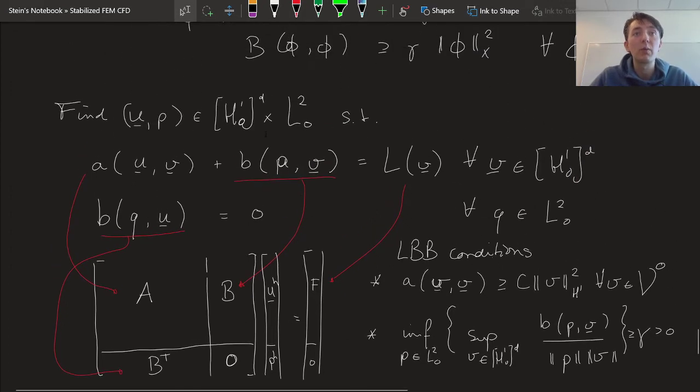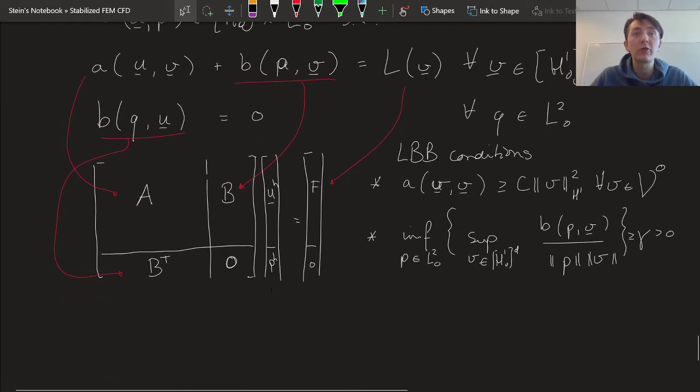A saddle point problem is a problem that has exactly this structure. They have a symmetric problem with a 0 on this block here. That's a saddle point problem. And I'll discuss, I think in the next video, why this is a saddle point problem and when these show up exactly.